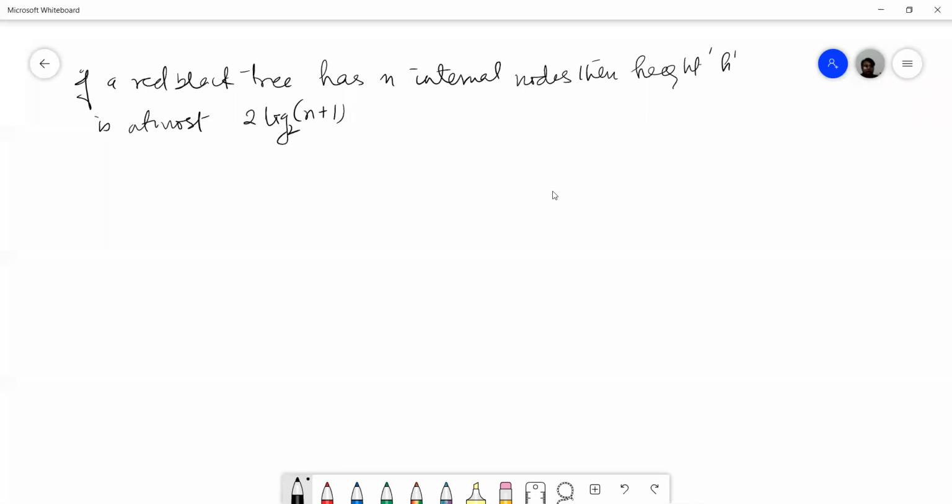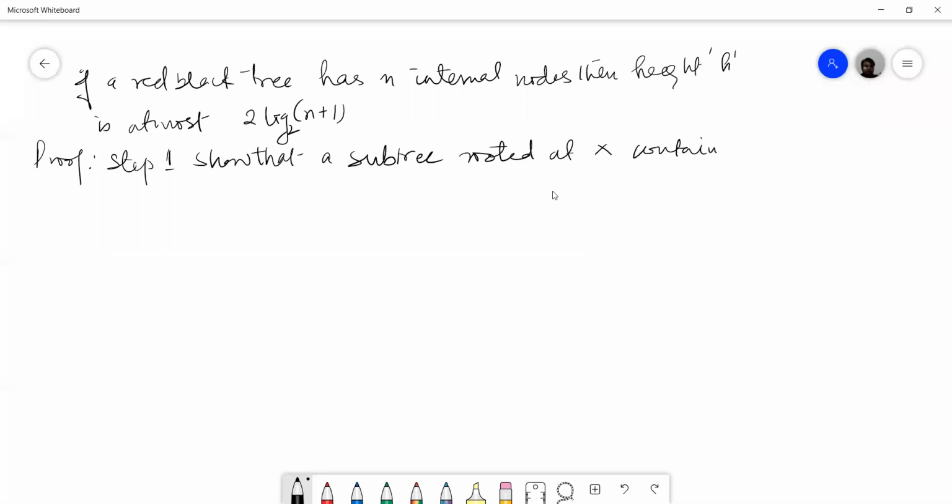So what we'll do? Step 1, we have to show that a subtree rooted at x contains at least 2 to the power black height of x, okay, minus 1 internal nodes. So this is step 1.